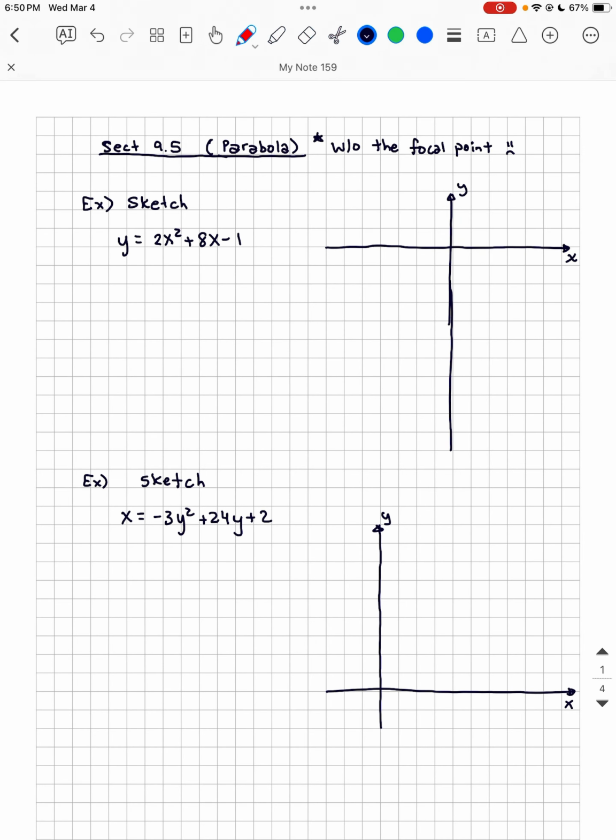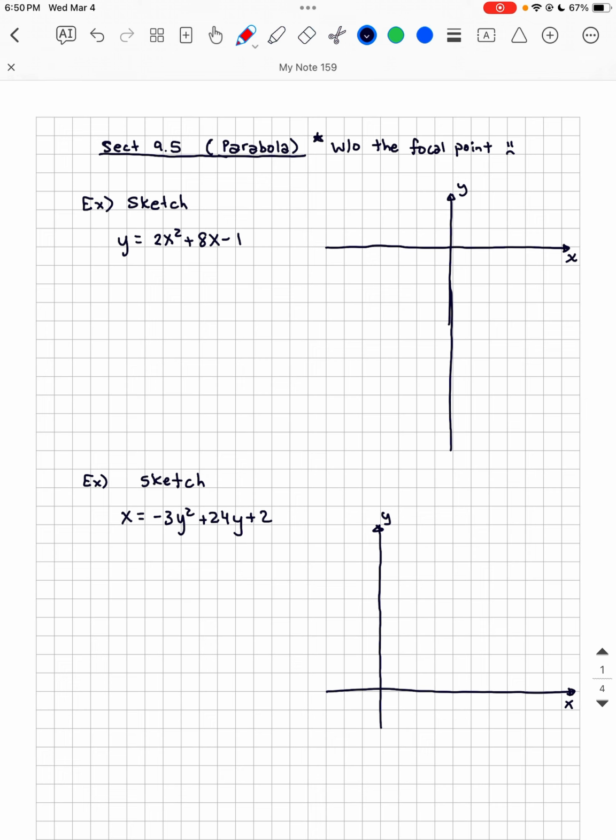Hello and welcome back. Today in section 9.5, we will talk about how to graph a parabola. Unfortunately, for some reason, the section doesn't include the focal points, so we're not going to talk about that. We'll probably save that for another video.